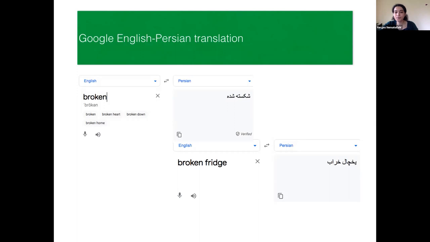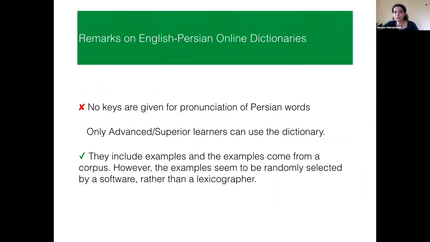So as concluding remarks on English-Persian online dictionaries, again, no keys are given for pronunciation of Persian words, and only advanced and superior learners can use the dictionary. But a good improvement in these dictionaries is that they include examples, and the examples come from a corpus. However, the examples seem to be randomly selected by a software rather than by a lexicographer. So the senses do not have good categorizations, and there are no priorities over, for example, which sense the learner is more likely to look up. So there are none of these features in online dictionaries, but at least they have examples which come from a corpus.